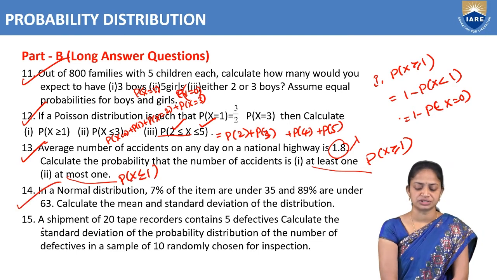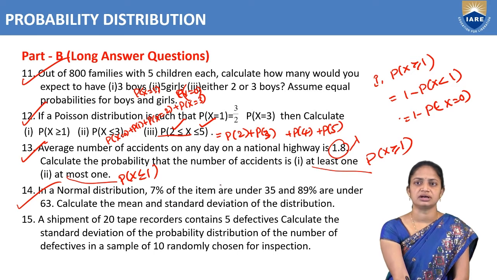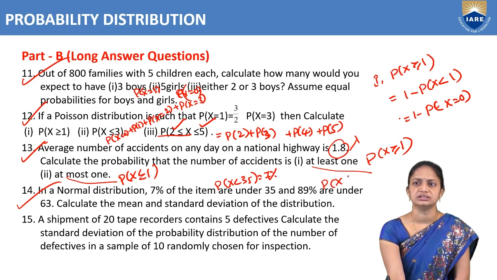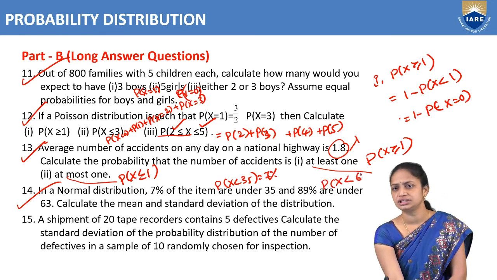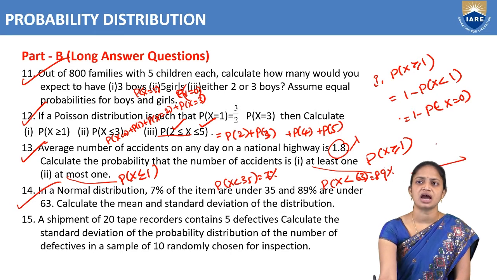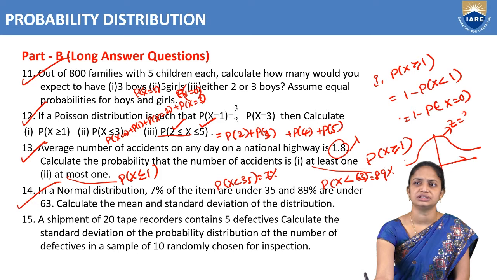Now coming to the next question, here they have given that probability of x less than 35 equal to 7% and the probability of x less than 63 equal to 89%. From that, by using the normal distribution, the normal curve, we can calculate the value. The formula is z equal to x minus mu by sigma.